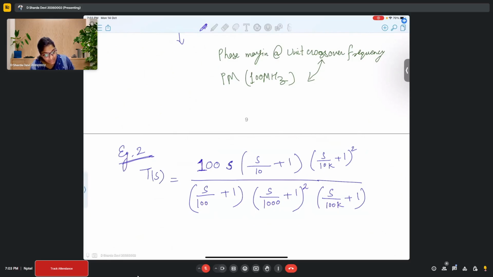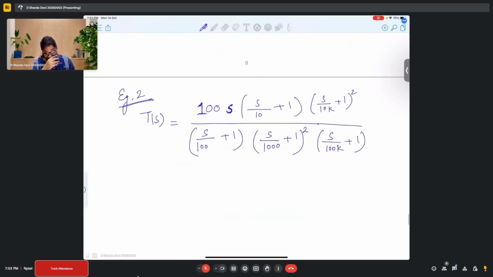Okay, so this is my transfer function right now, right? So first of all, what is the DC gain? A naught.